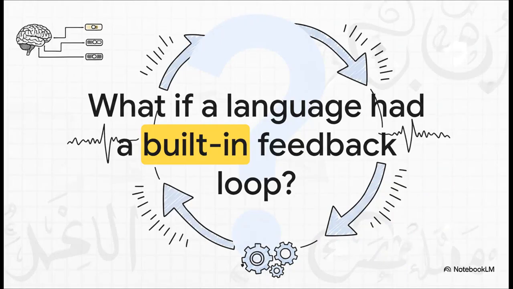So, let me just ask you this. What if a language didn't just describe the world, but actually had a fundamental feedback loop, a real mechanism for process and control encoded right into its vocabulary? Sounds kind of wild, but that's the fascinating idea we're digging into today.